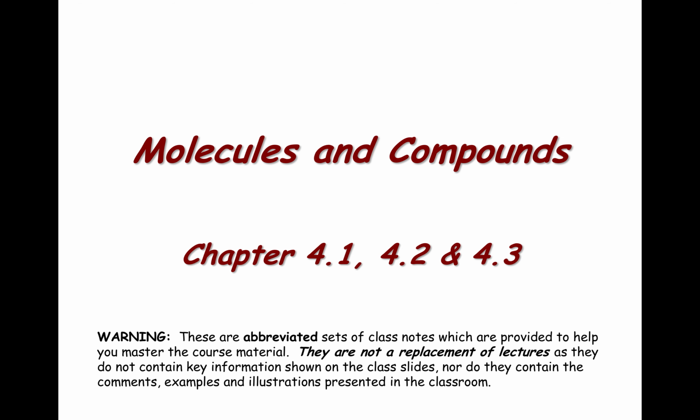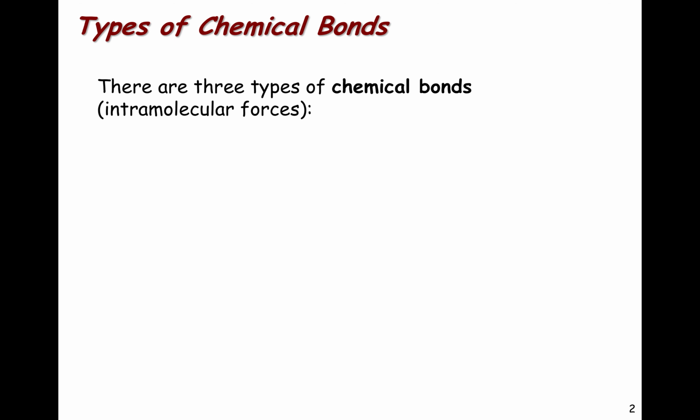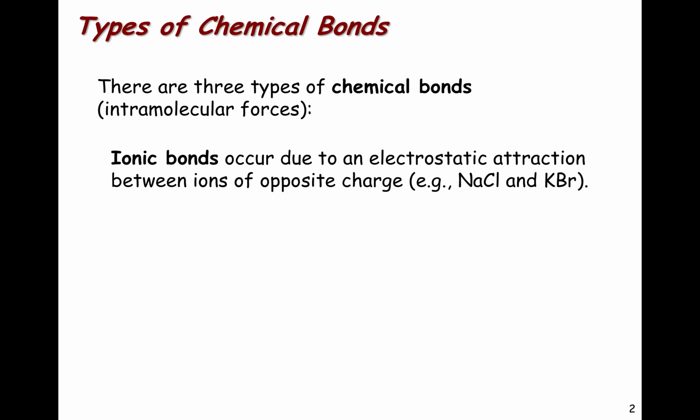In this video, we will be discussing various types of chemical formulas and the types of bonding that can occur. We can categorize the various compounds in terms of the types of bonds that are involved in holding the atoms together. There are three general types of bonding that we will consider. So the first type is ionic bonding.